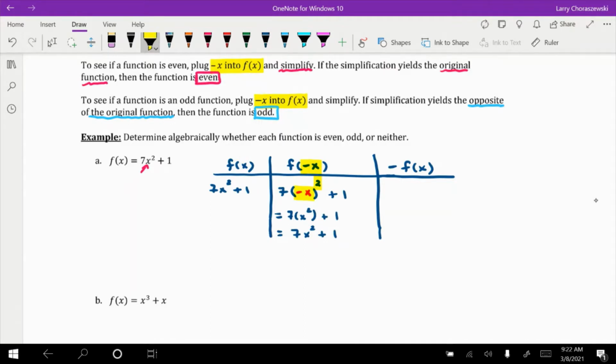Now for the last column, the negative is in front of the function notation. All this simply means is that we're going to take the number negative 1 and distribute it to the original version of f of x. So let's do just that. We end up getting negative 7x squared minus 1.